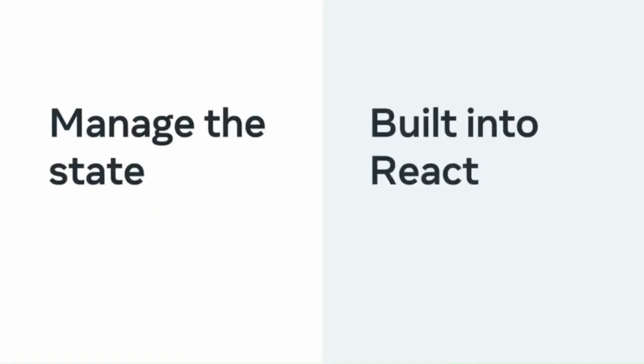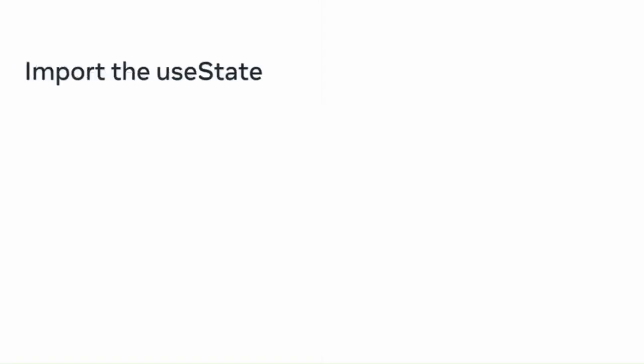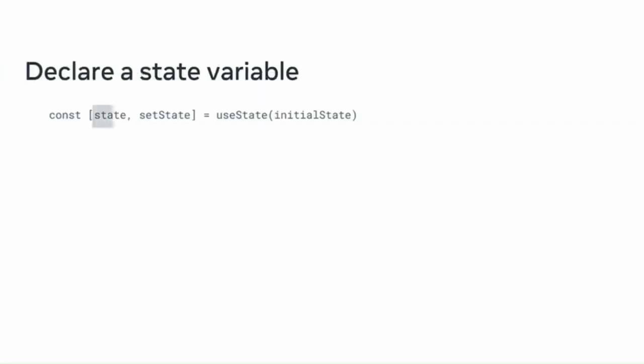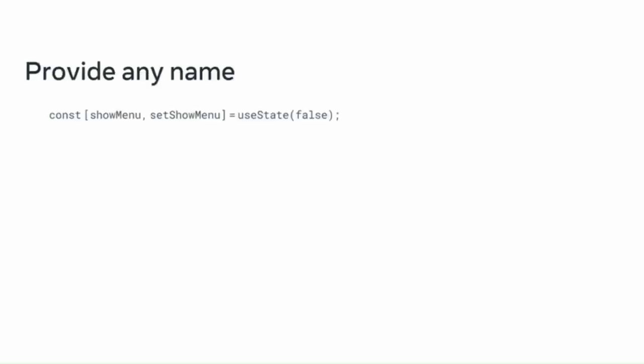This hook is used to manage the state within a component and keep track of it, and it's built directly into React. To use it, the first thing you need to do is import the useState from React so that it's available for use. The next step is to declare a state variable within a component. You can provide any name to the state variable and the setState function. For this example, let's call the state variable showMenu and the setState function setShowMenu.